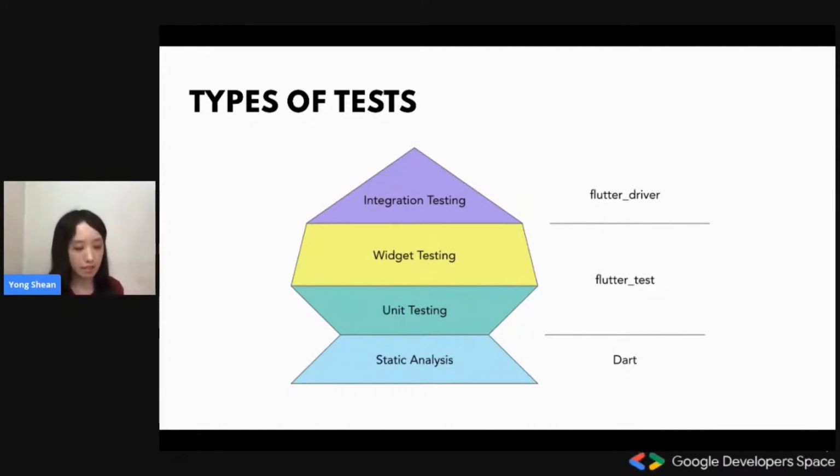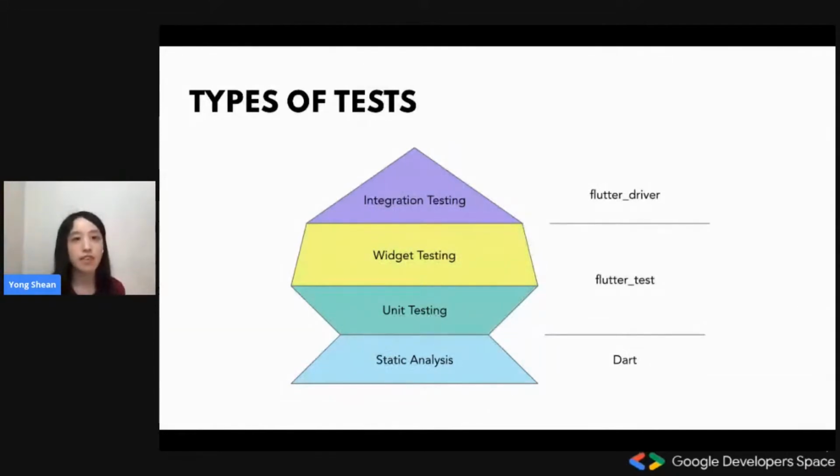A unit test is just testing your functions or each of your methods to see if it's working as expected. Then after that, you have the widget test, because in Flutter, you are using widgets. Even your app itself is a widget that consists of many child widgets. I think I can show you later.